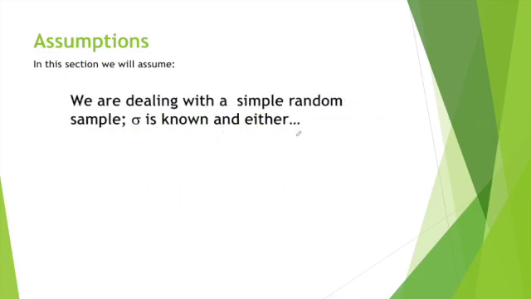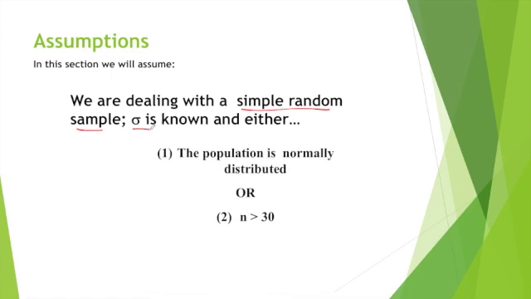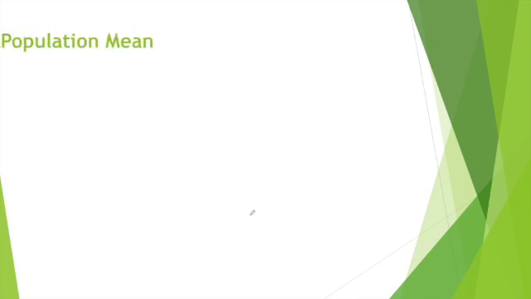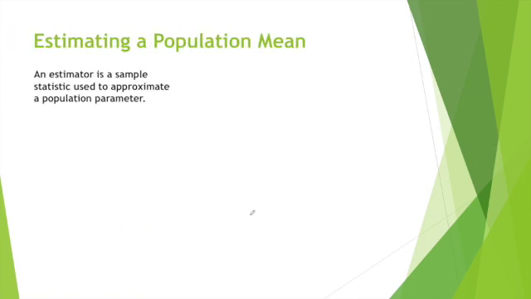So let's say what we're going to assume in this chapter. We're going to assume that we're dealing with a simple random sample, we know our standard deviation, and the population is normally distributed or our sample size is greater than 30. These are going to be our assumptions. When we're estimating a population mean, we're going to take a sample statistic that we have found and use that to approximate a population parameter.